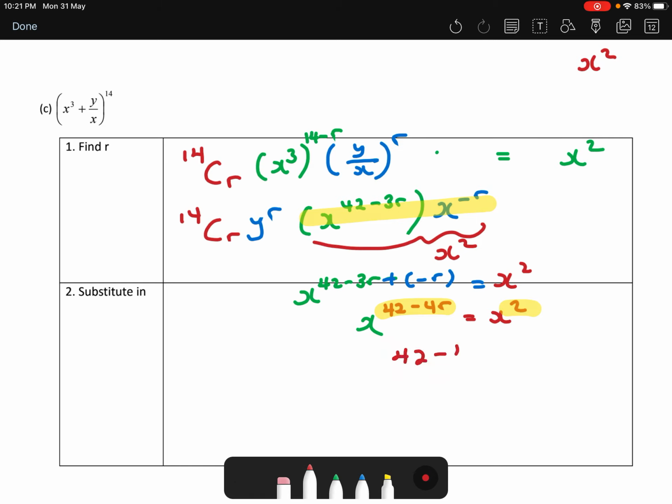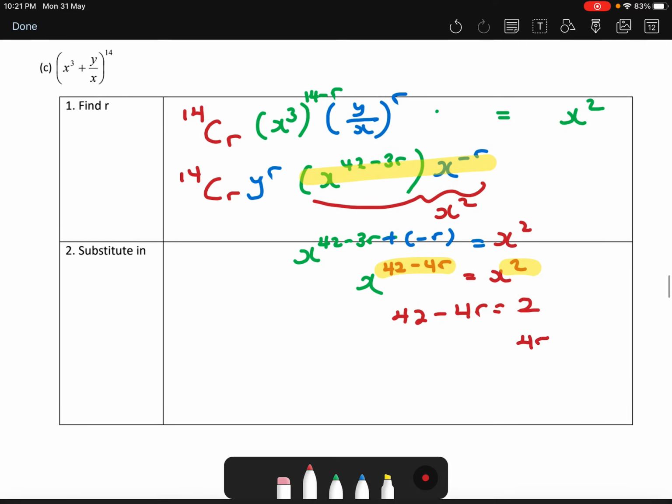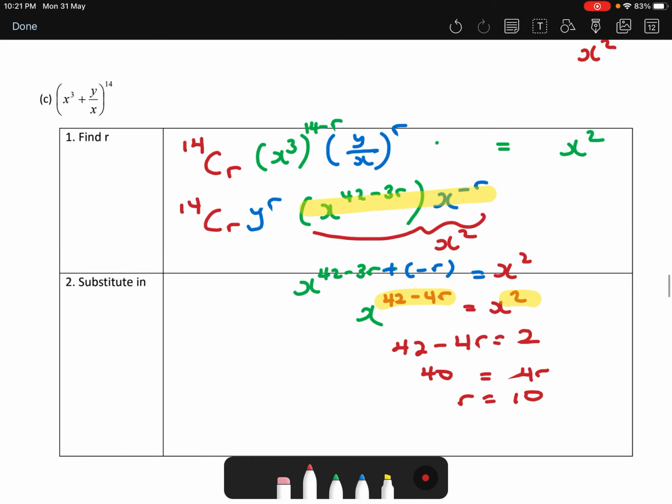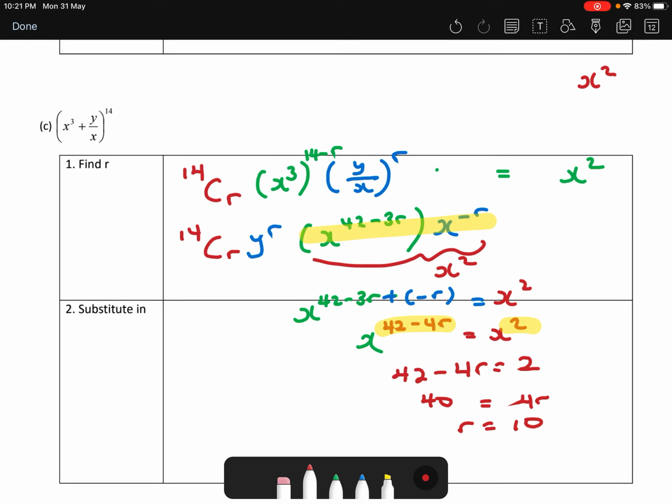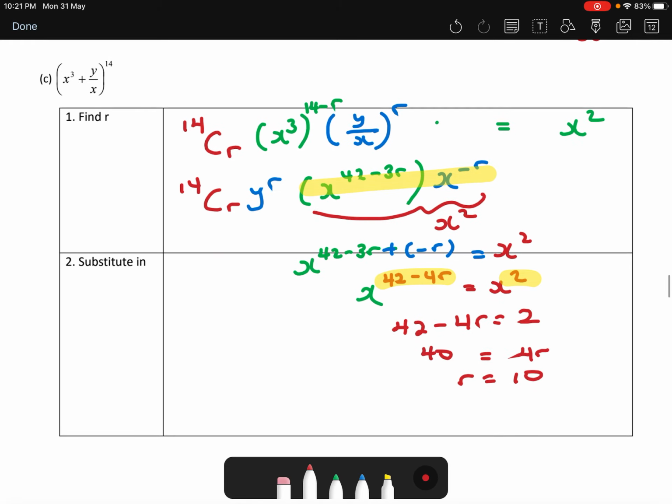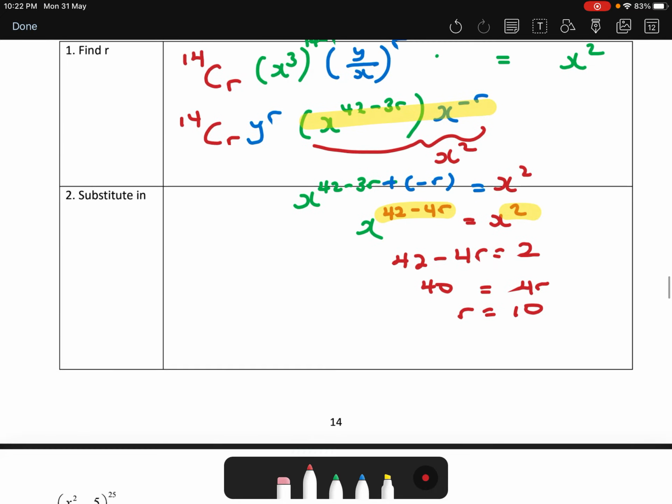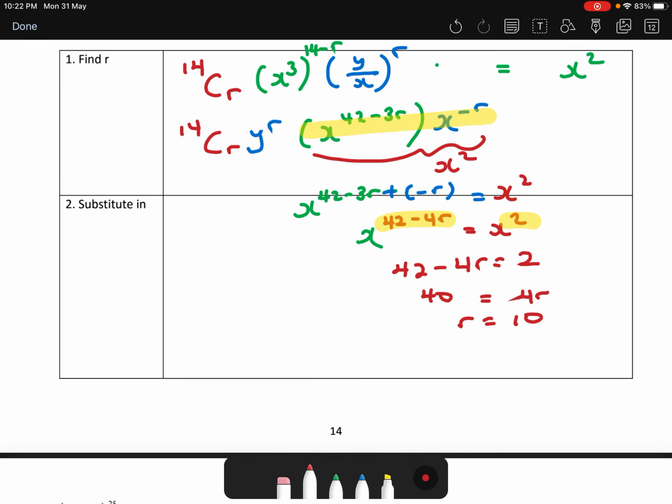42 minus 4r is equal to 2. So 4r is equal to 42 minus 2 is 40. R is equal to 10. Okay, so in order to get your x squared term, you need to use 14 choose 10. Okay, so now we continue with our finding the term. So 14 choose 10. Okay, then y to the power of 10. Then of course your x term is just x squared.